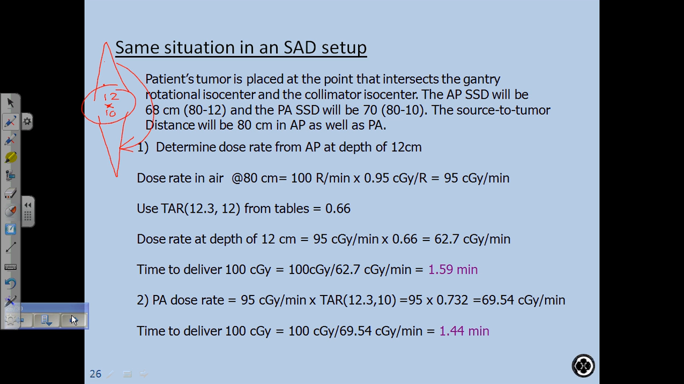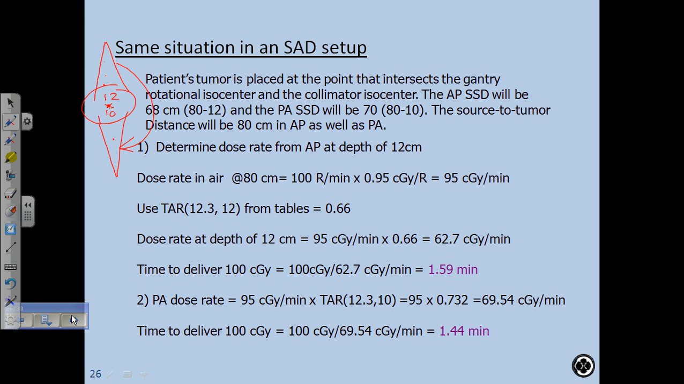All right, so let's see, how are we going to do that? The patient's tumor is placed at the point that intersects the gantry-rotational isocenter and the columnar isocenter. The AP SSD will be 68 cm. Okay, and the PA SSD will be 7. That makes sense. The source to tumor distance will be 80 centimeters in AP as well as PA, right? Because the source to isocenter distance is constant for both beams. They're both 80.